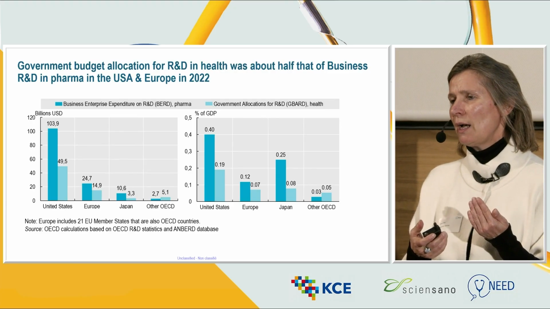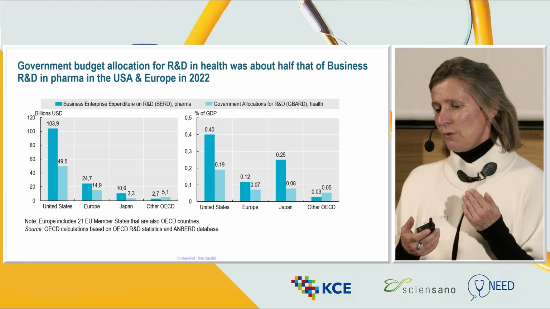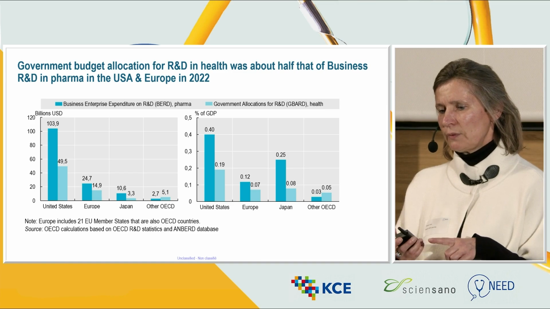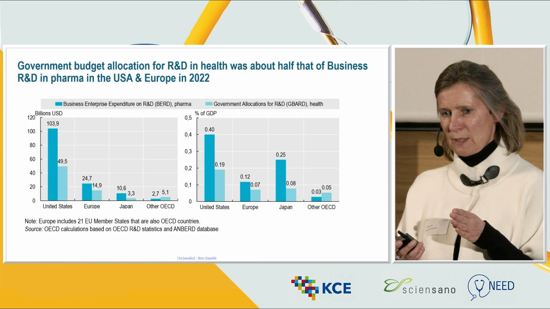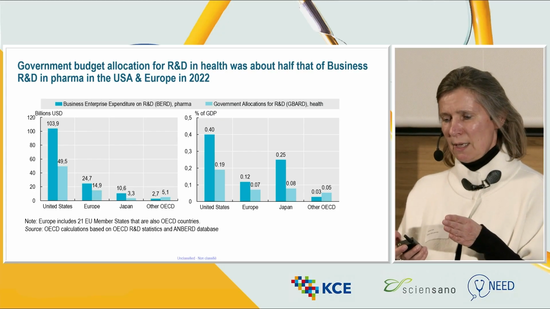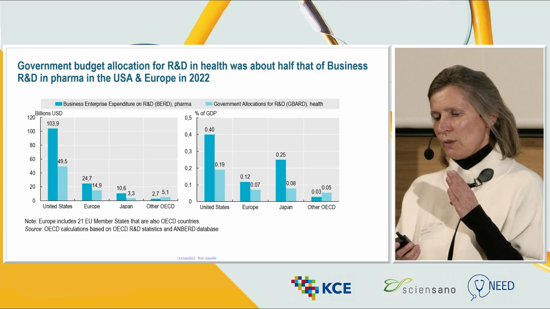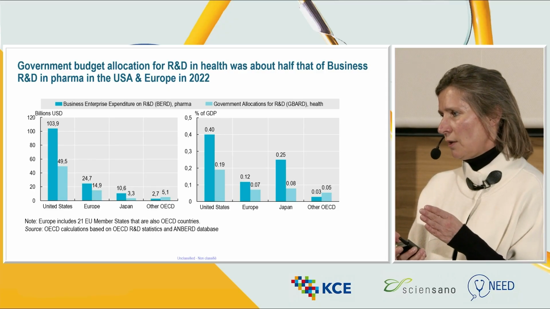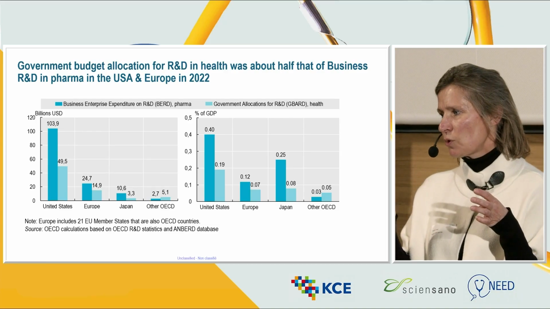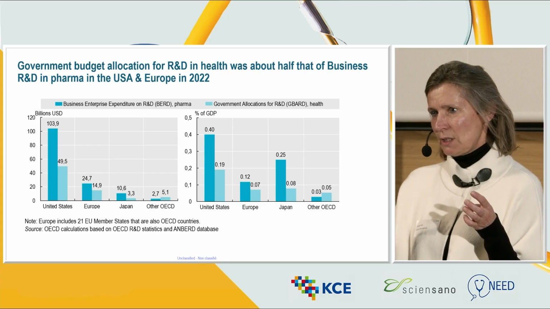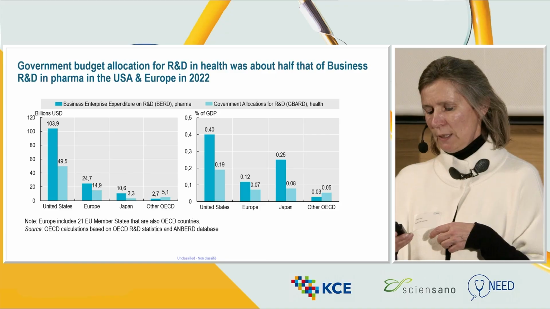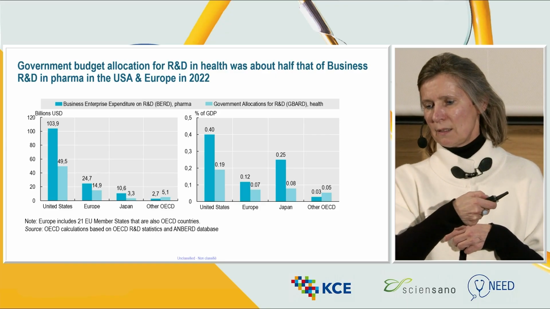If we look now at the research side and the financing of research, I'm showing you on this graph the business investment in R&D in pharma, which is the dark bar, and the government budget allocation to R&D in health, because we don't have the category pharma. This is health, because this is also a lot of basic funding, and we don't know at the start where it will be directed. So the first slide is in billion.